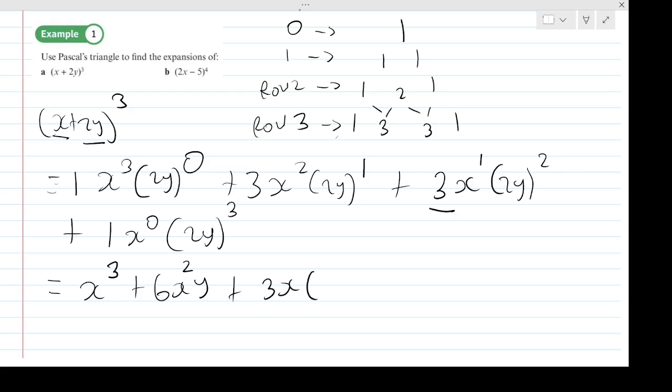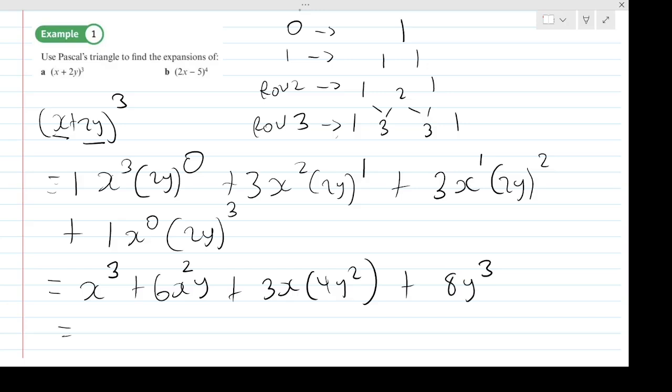Now this is raised to the power of, and then 2y is raised to the power of 2. So if we expand that, that'd be 4y squared. So we just leave it there. We'll expand that after. Then the last term we have 1x to the 0, and that's just 1 again. So we're simply left with 2y cubed. Now if we expand that, 2 cubed is 8. So we get 8y cubed.